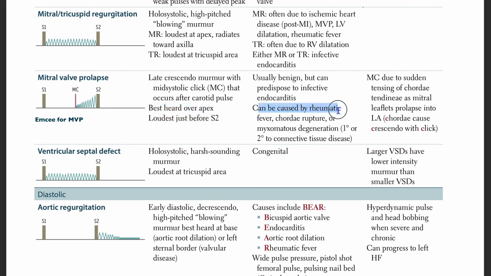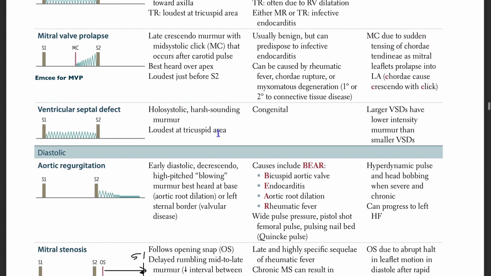It can be caused by rheumatic fever, chorda rupture, or myxomatous degeneration, a primary or secondary to connective tissue disease. The mid-systolic click is due to sudden tensing of the chordae tendineae as the mitral leaflets prolapse into the left atrium. Chordae cause crescendo with click.